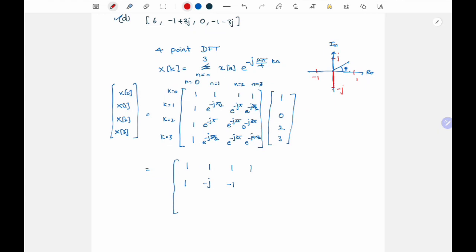Minus pi, you trace this itself and you coincide with here. So minus pi is minus 1. So minus 3 pi by 2 is somewhere here, which is nothing but j. So this will be j. Similarly, you have 1 minus j pi. We saw it is going to be minus 1. Minus j 2 pi is nothing but the starting real axis itself. So it will be 1.